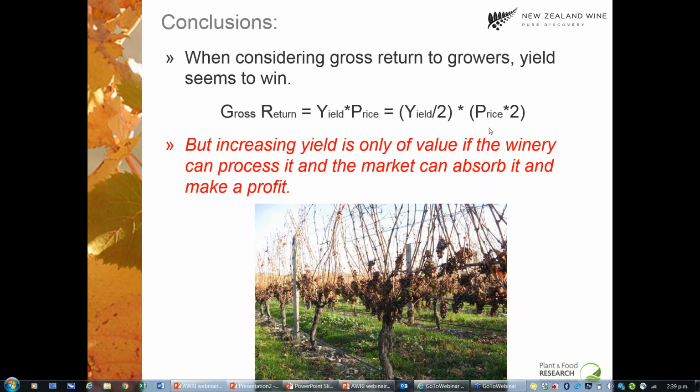The viticulturists, the grape growers, are in it to make a profit as well, and so you need to get this balance between the wine companies and the growers smooth.